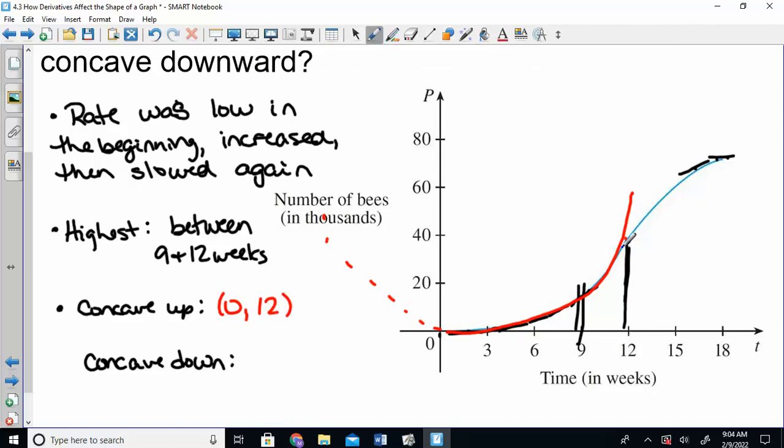But then after 12, what's happening? It's curved downward. If you finish that, you would get an upside down parabola. So it's concave down from 12 to whenever this thing stops.